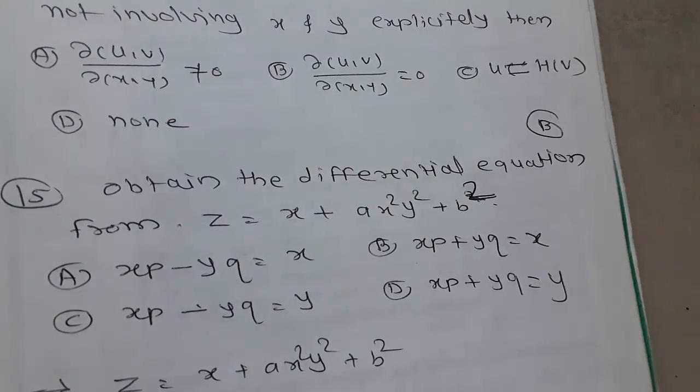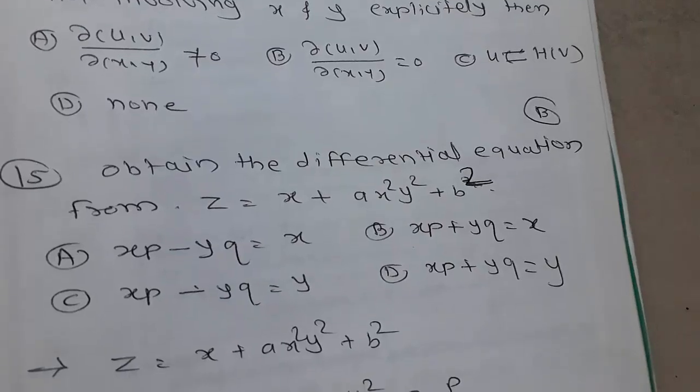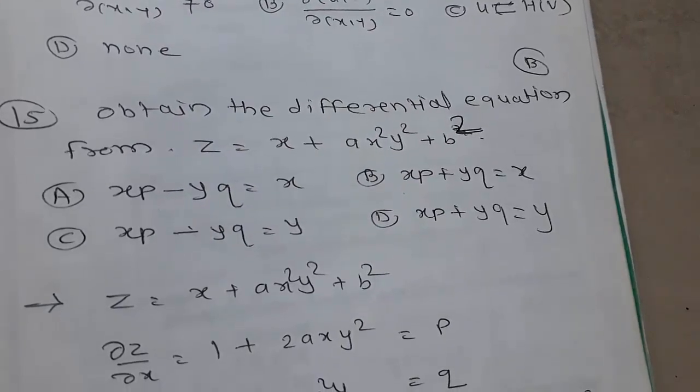15th, obtain the differential equation from z equal to x plus a x square y square plus b square. Options are xp minus yq equal to x, xp plus yq equal to x, xp minus yq equal to y, xp plus yq equal to y. Here we shall try to solve this.